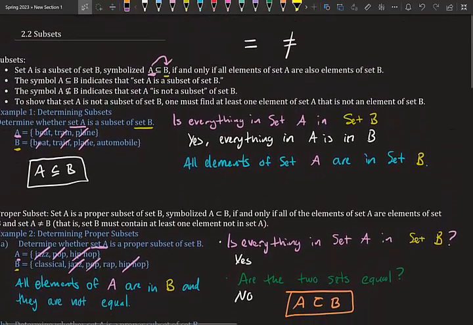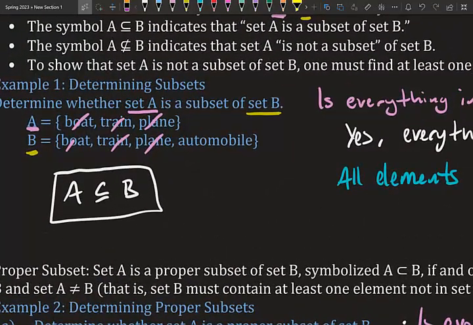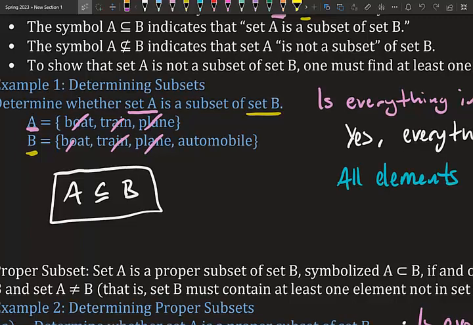Now, if we go back to example 1, that is a proper subset as well as a subset. So it can be both. It could be one of them. It could be none of them. If everything in the first set is in the second set and they are not equal, it is a proper subset and a regular subset. If everything in A is in B and they are equal, they are subsets but are not proper subsets.